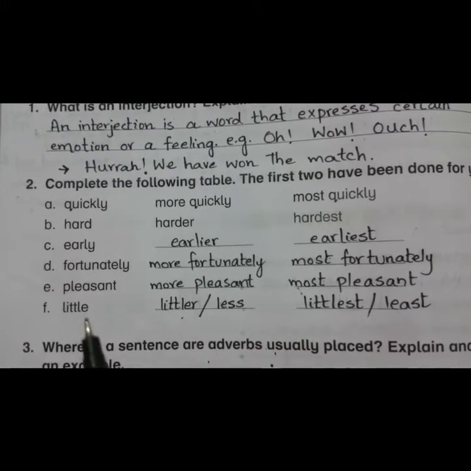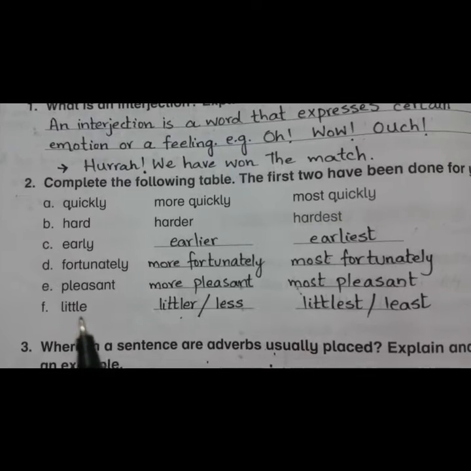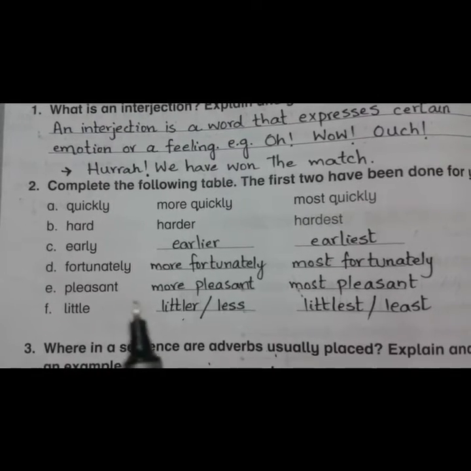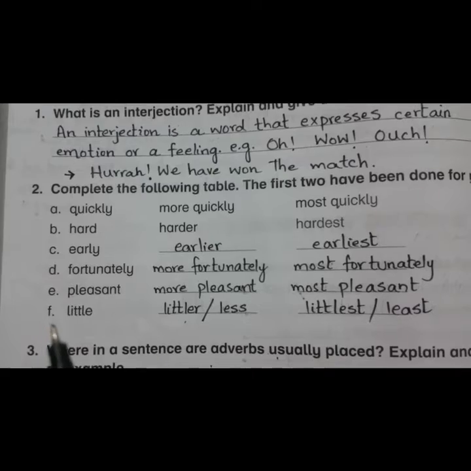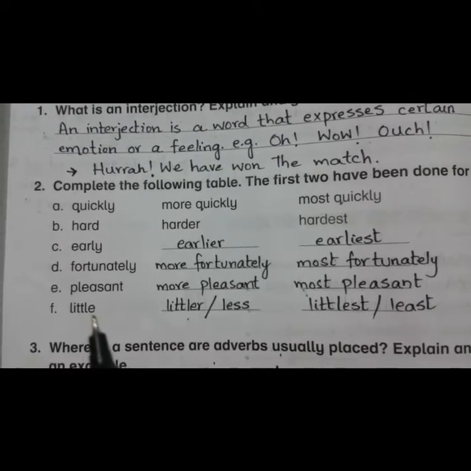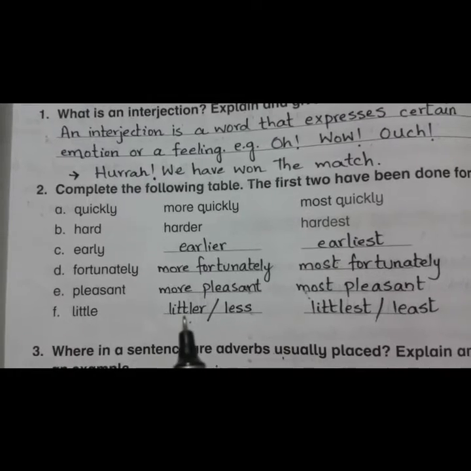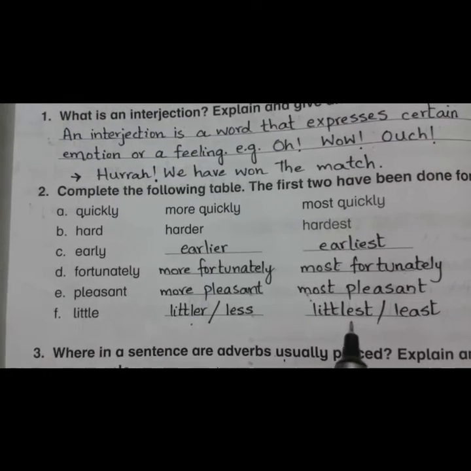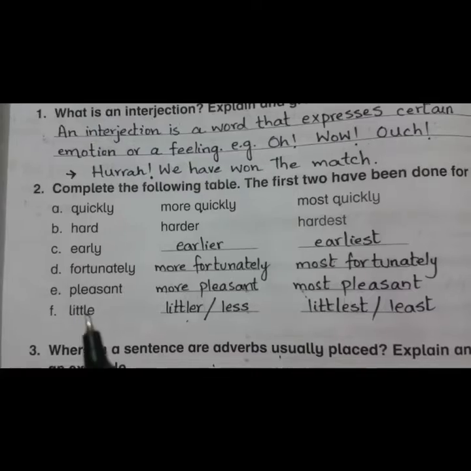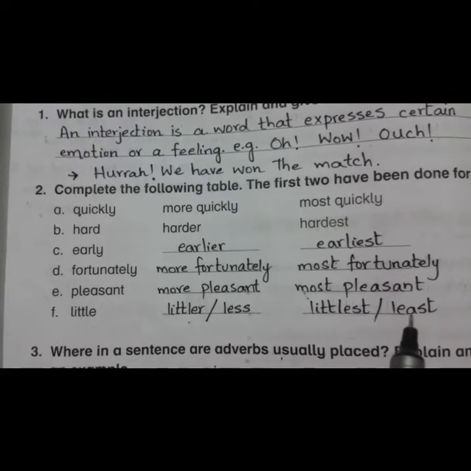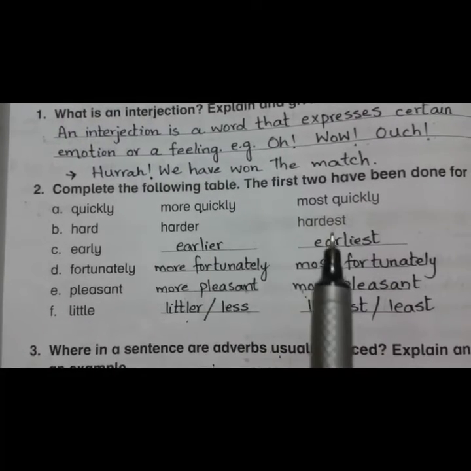And the last one is little, which is an adjective. And remember that there are some adjectives that have irregular degrees, like bad, worse, worst. So this is one of those cases, like little has a comparative degree as littler or littlest. And it can also be written as little, less, least. So this was our comparative and superlative degree.